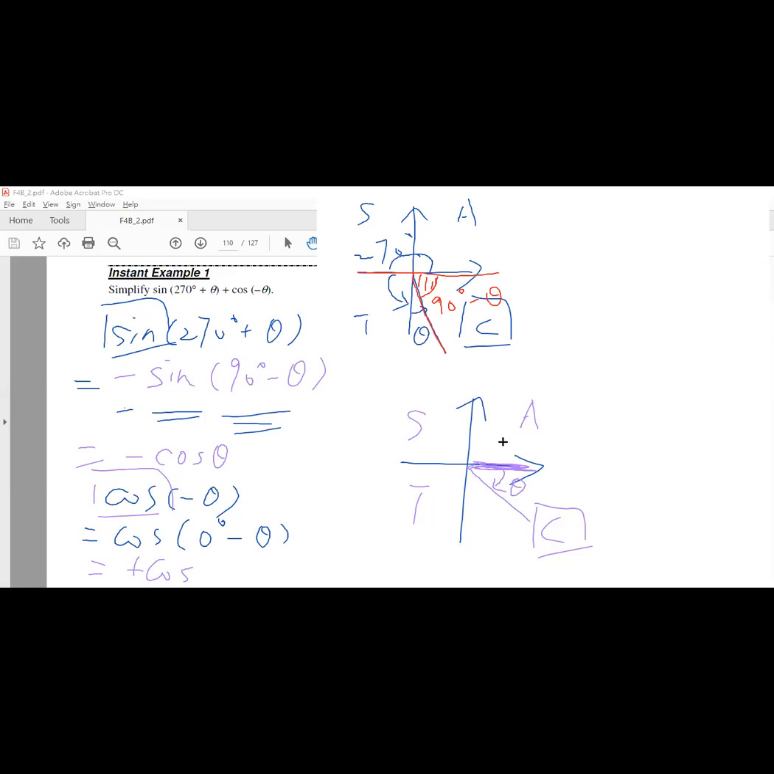And for the third part, we need to find the angle between the side and the x-axis. Okay, the side is here, and the x-axis is here, and the angle between the side and the x-axis is this angle.